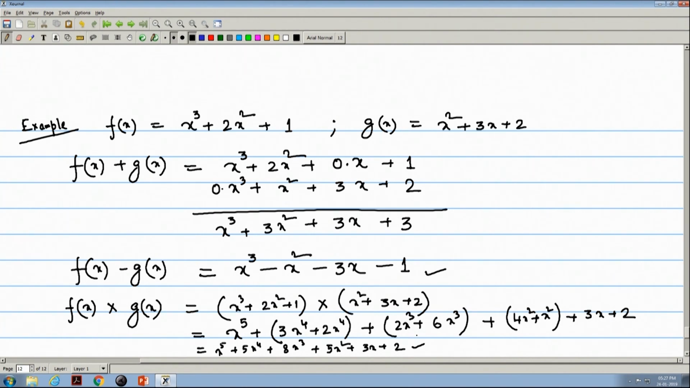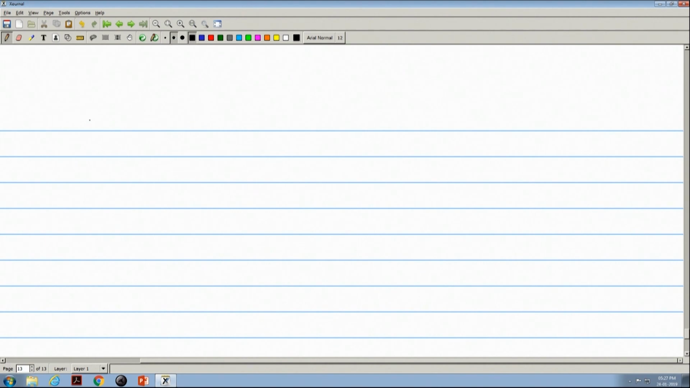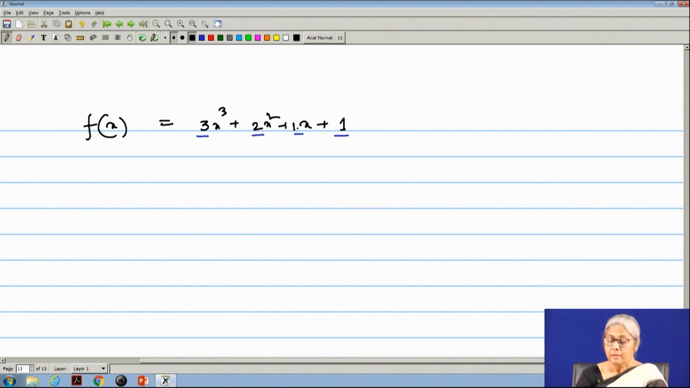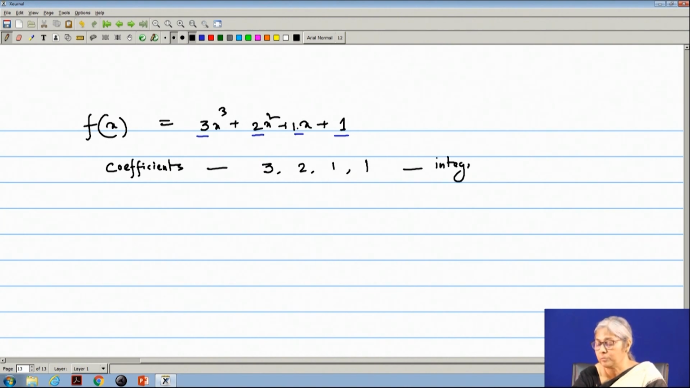Now, whenever we are considering a polynomial, say f(x), say f(x) equal to, I am taking 3x cube plus 2x square plus x plus 1, like that. See, here the coefficients are 3, 2, 1, 1. Here the x term is not written, it means the coefficient is actually 1. Okay. So, now my coefficients are 3, 2, 1, 1. That means these are integer coefficients we are taking, positive integers or integer coefficients.